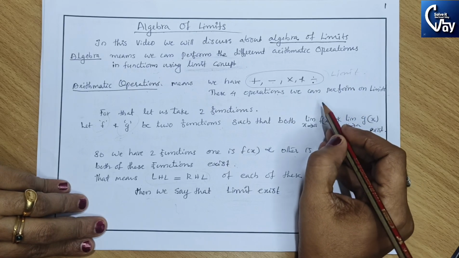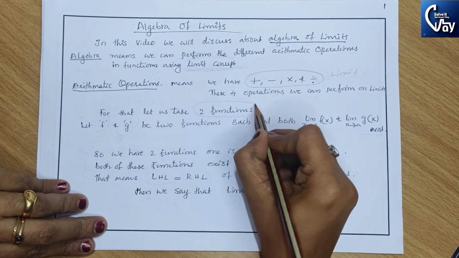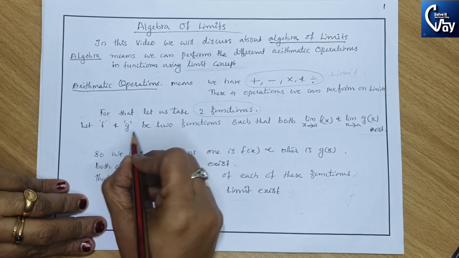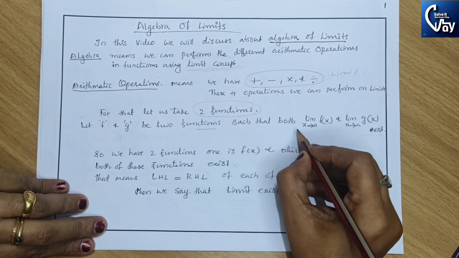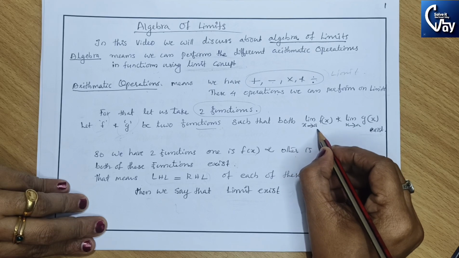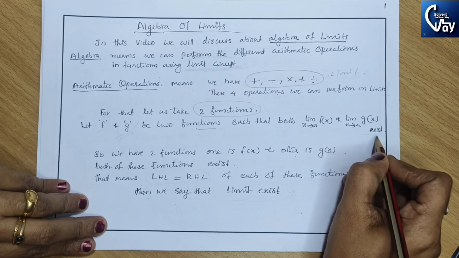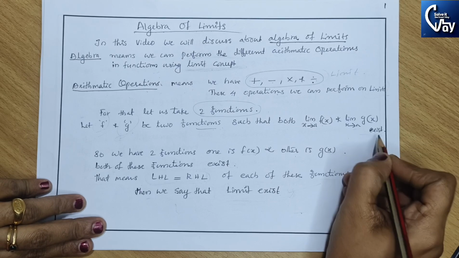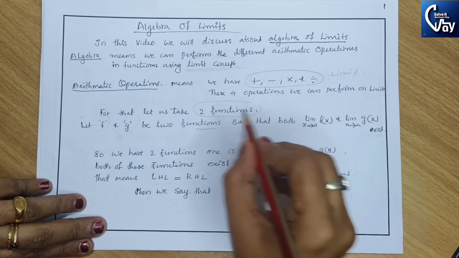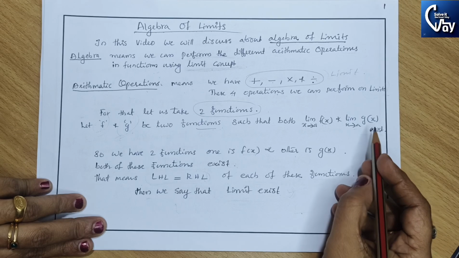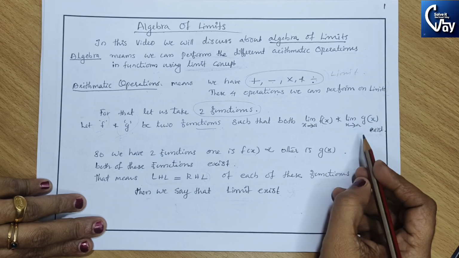For that, let us take any two functions. Here we take f and g to be two functions such that both limit x approaching a of f of x and limit x approaching a of g of x exist. So we have two functions, one is f of x and the other is g of x, and both of these limits exist.